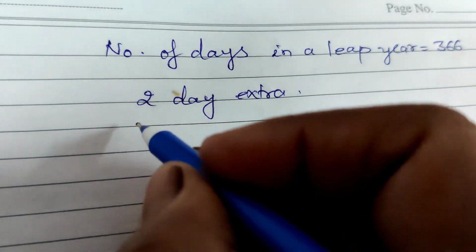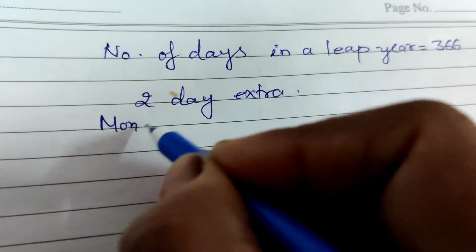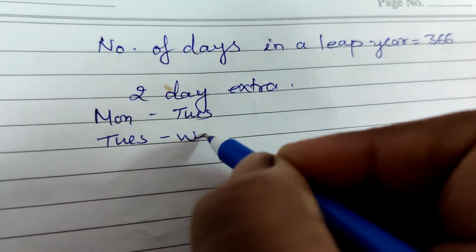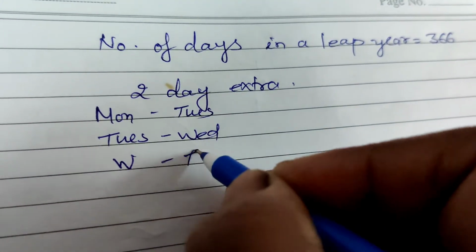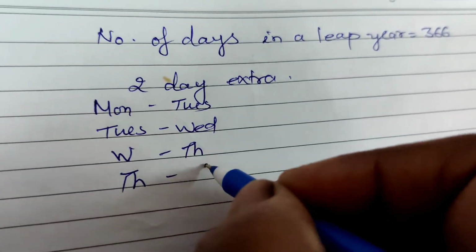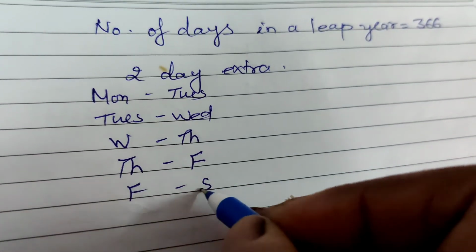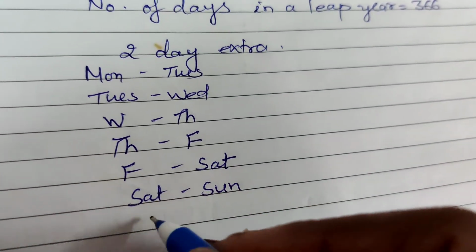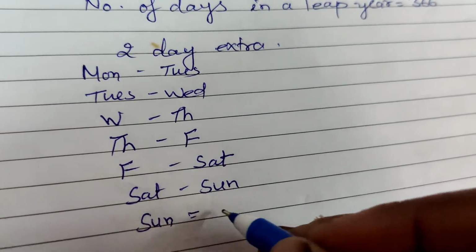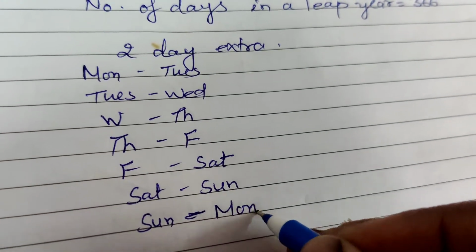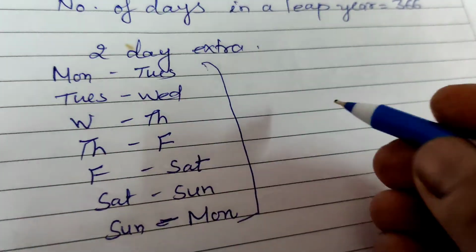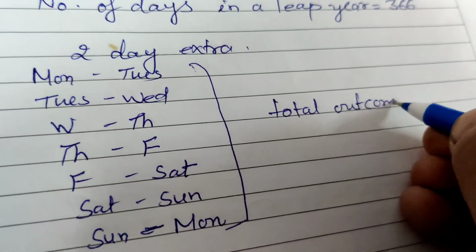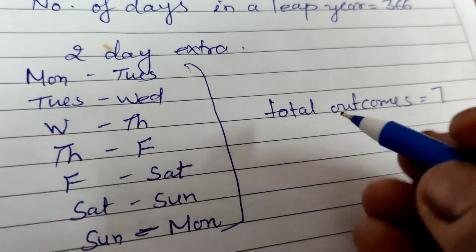Okay. So now the 2 days will be Monday, Tuesday. Tuesday, Wednesday, Wednesday, Thursday, Thursday, Friday, Friday, Saturday, Saturday, Sunday and Sunday, Monday. These 2 days could be a 7 combination. Overall 7. Total outcomes equal to 7.